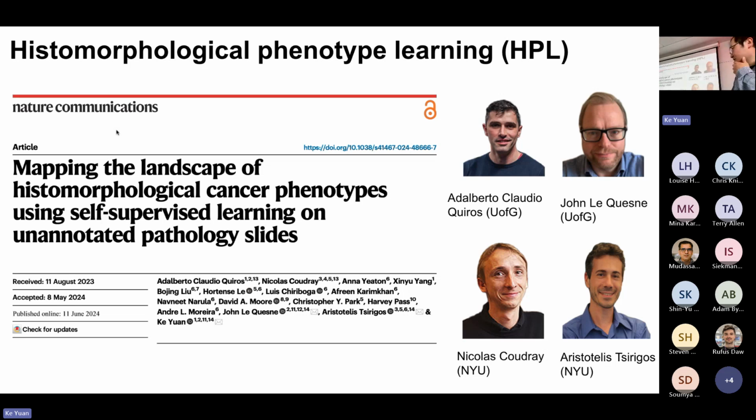So we started the project around 2021 or so. Around about the same time, self-supervised learning in computer vision just took off. There's a lot of unsupervised learning at very large scale becoming available. So we teamed up with one of our local pathologist collaborators, who is a lung pathologist, John LeCain, and Aris Sirigos from New York. We shared the view of doing unsupervised representation learning for histology slides.